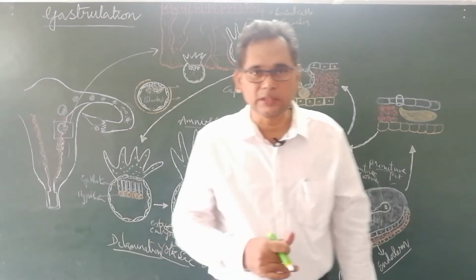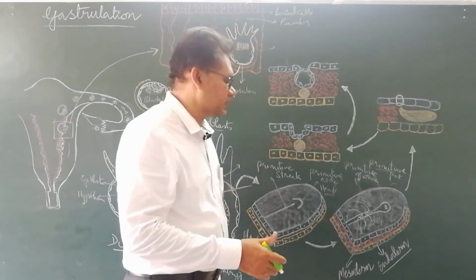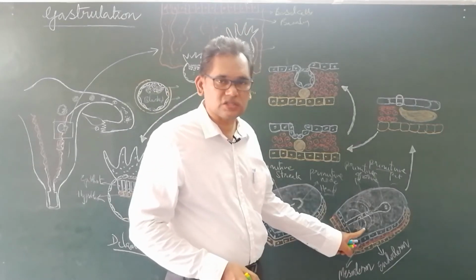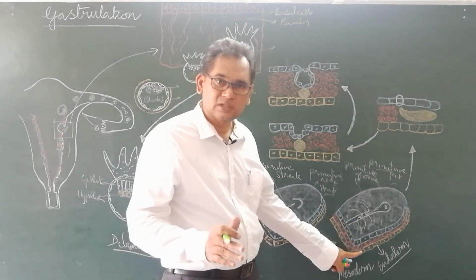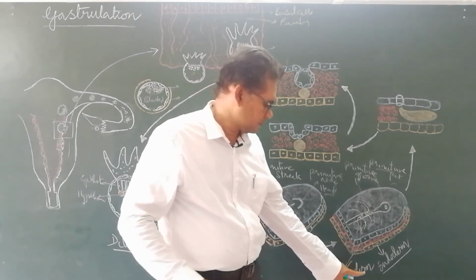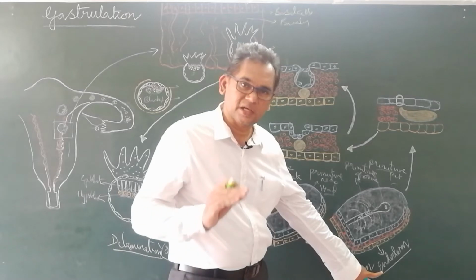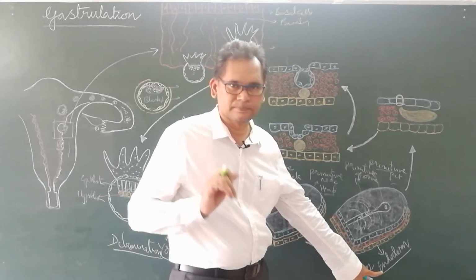Listen to what I am saying. First, what happened here is that some of the epiblast cells have moved through the groove and fallen on the hypoblast. The hypoblast is replaced by endodermal cells. A layer called the endoderm is formed.